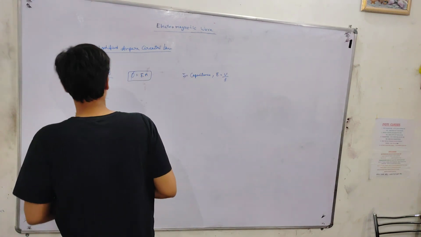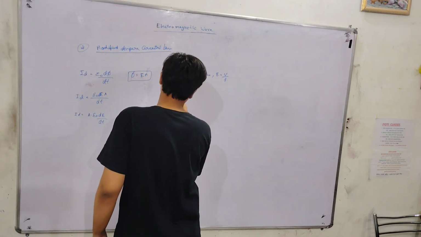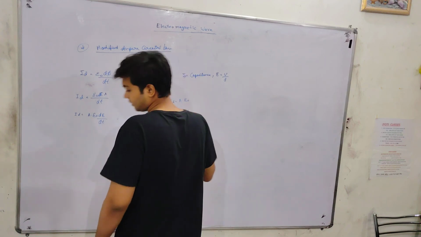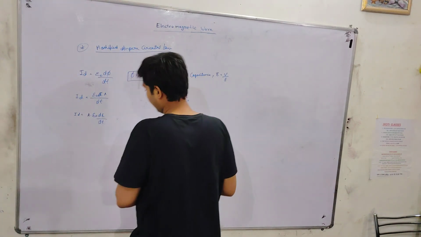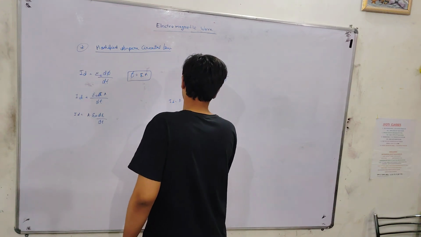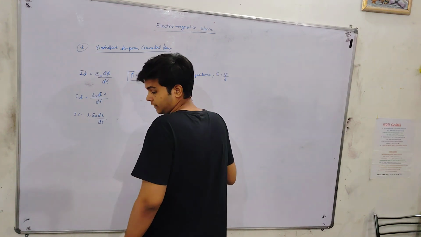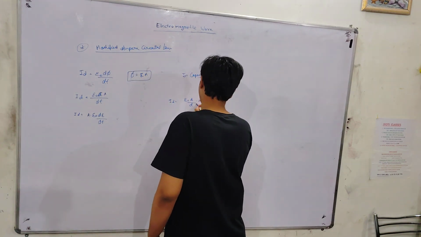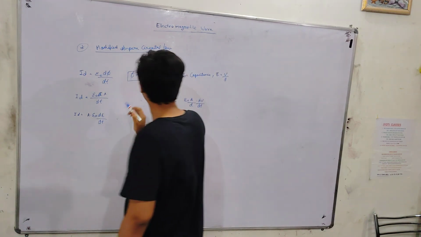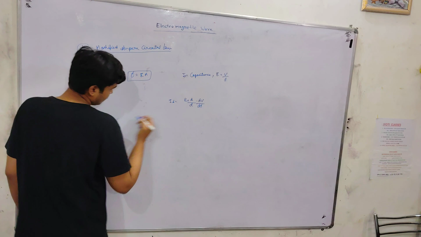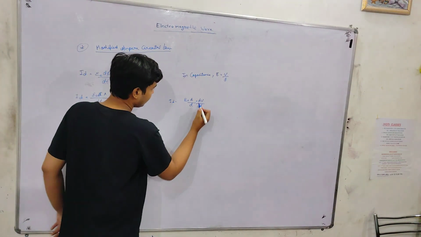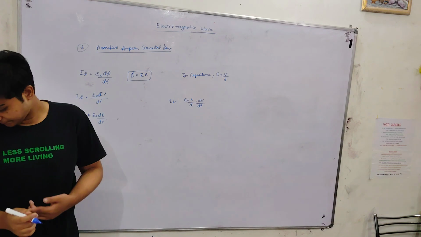Now we will write it like this. Displacement current, we will put the value of E in epsilon naught A by d dV by dt. We have put the value of E in this formula, so in the displacement current new formula we will get dV by dt.